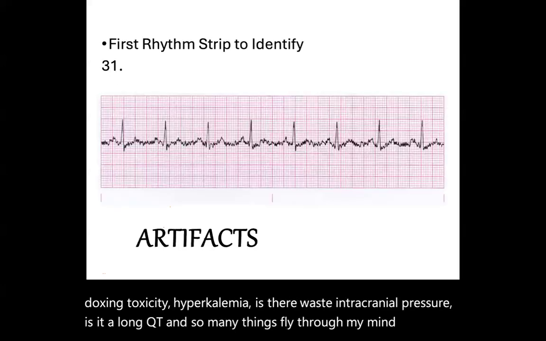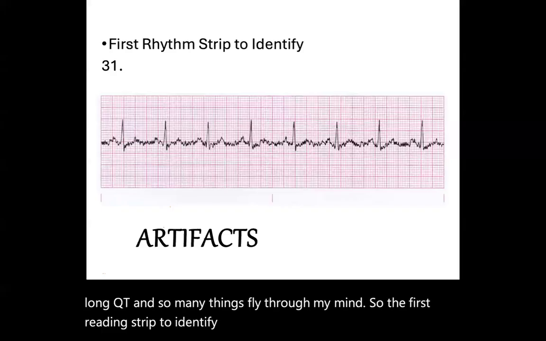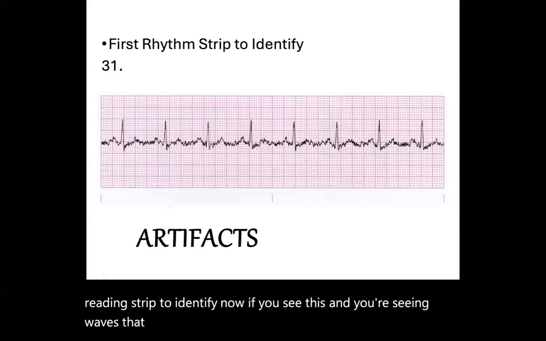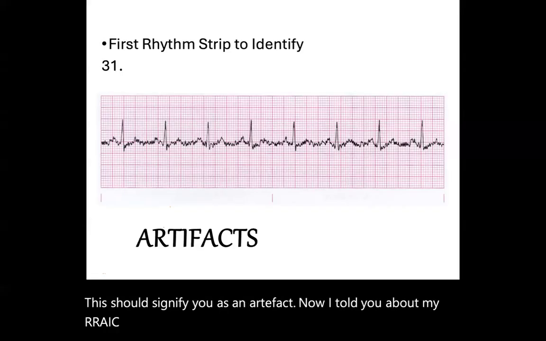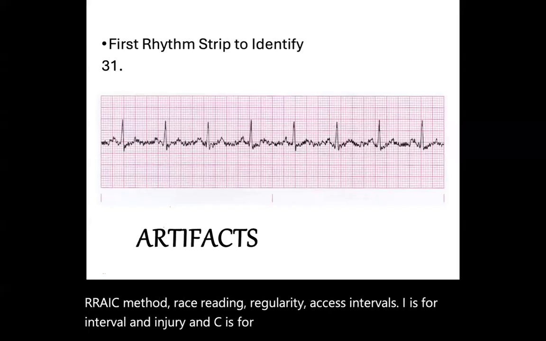So the first reading strip to identify. Now, if you see this and you're seeing waves that look quite regular, this should signify an artifact to you. Now, I told you about my RRAIC method: rate, reading, regularity, axis, intervals. I is for interval and injury, and C is for context. I always say context is king.